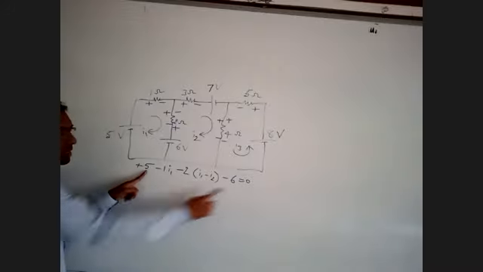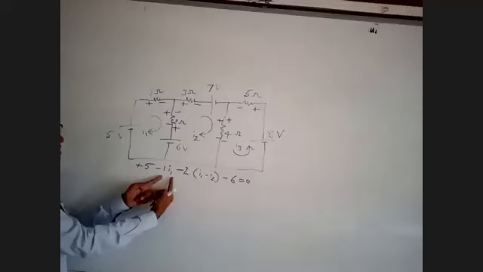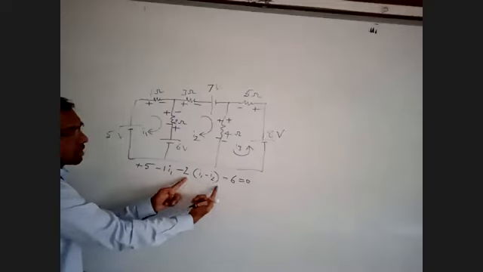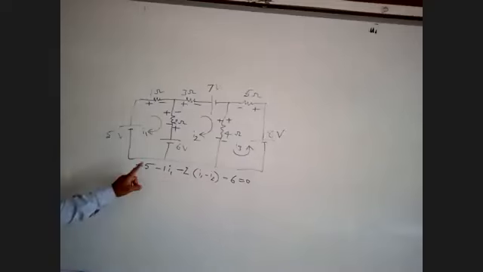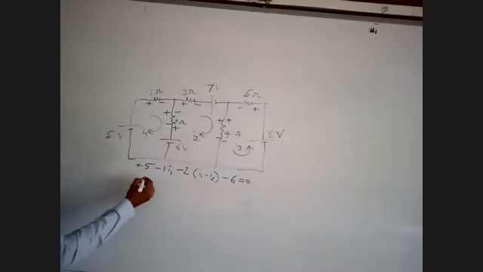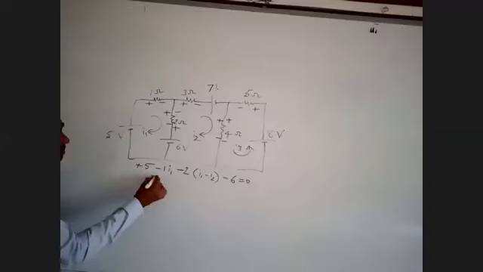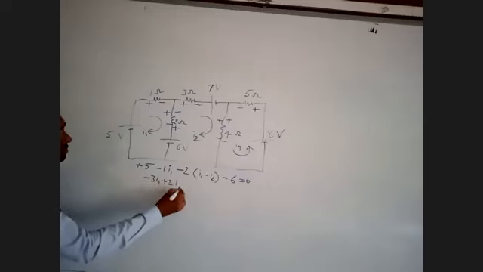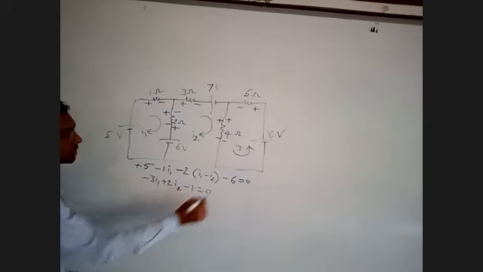Minus. This 5 is voltage, 6 is voltage. Resistance multiplied by current is voltage. 5 and 6 are directly voltages. Remaining in the resistors: in the 1 ohm resistor, I1 is the current. In the 2 ohms resistor, I1 minus I2 is the current. Simplify this: 3I1 minus 2I2 minus 1 is equal to.